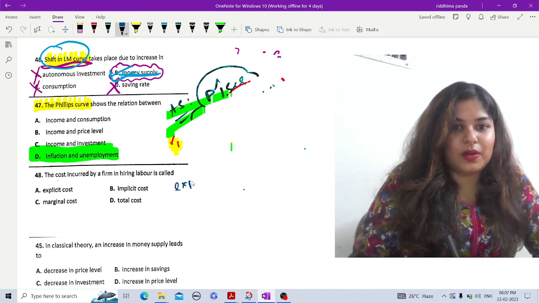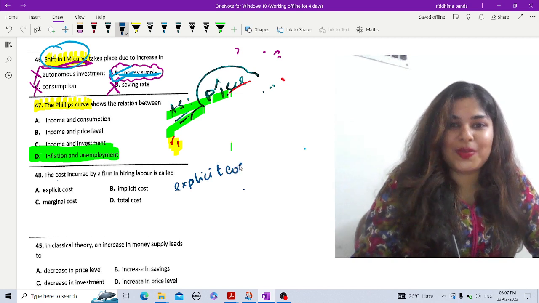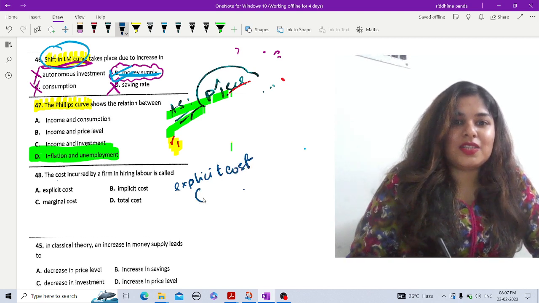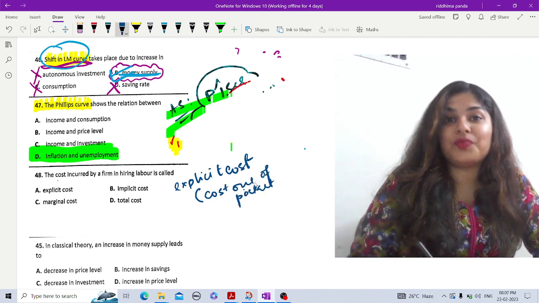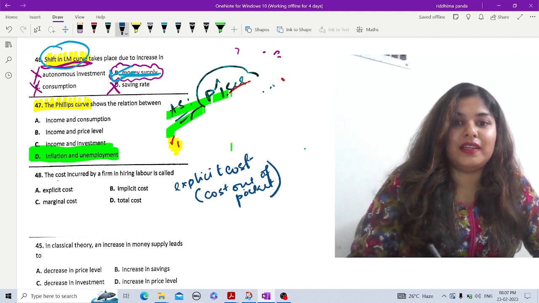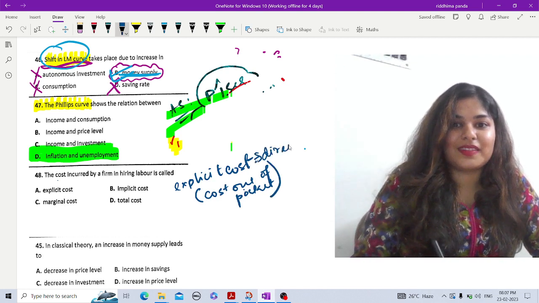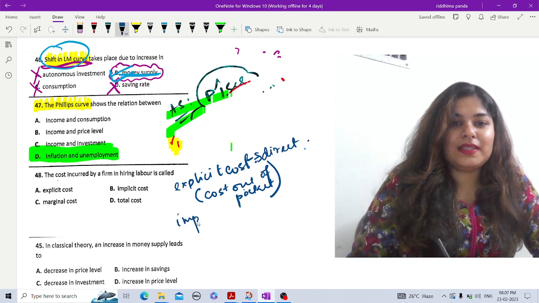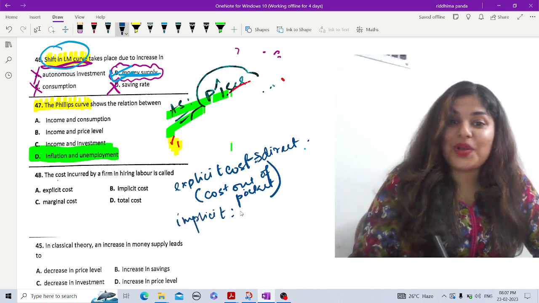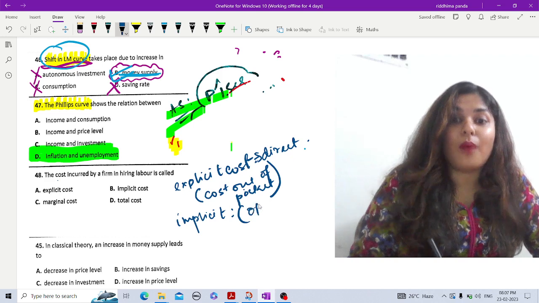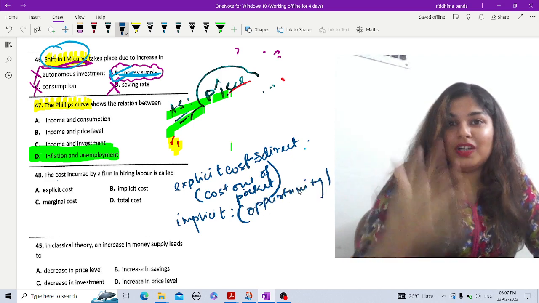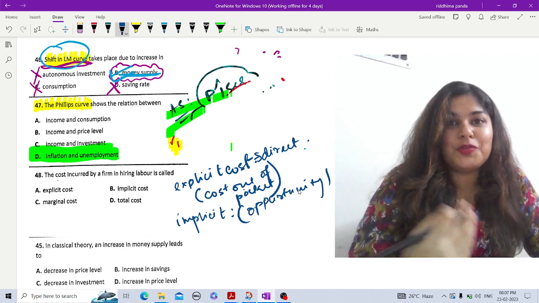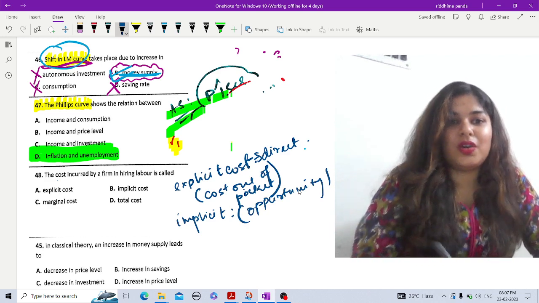First one is about explicit cost. So what is explicit cost here? Explicit cost means cost straight out of pocket. That is basically the direct cost of production faced by any firm. And if we talk about implicit cost, what is implicit cost? Implicit cost is basically opportunity cost. That means if you choose A, then the cost of giving up B in order to use A. So that is the opportunity cost.